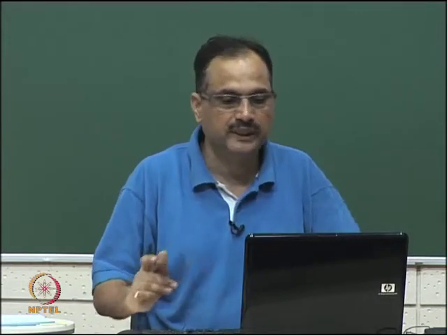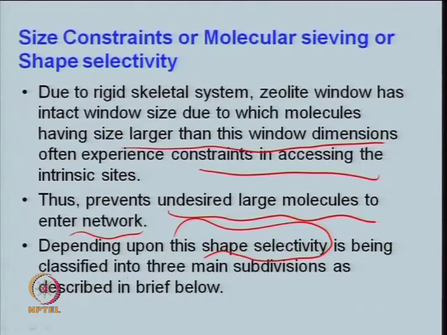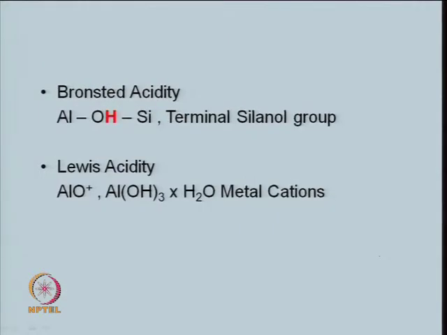So, this kind of sieving action, the molecular sieve, is very important in the case of shape selective zeolites, when you look at reactions where you do not want undesired reactions or undesired products. In that way the zeolites are shape selective. Product selectivity may be important, or sometimes it can sieve the undesired reactant raw materials, which can be selected as shape selective. Depending upon this shape selectivity, these are classified into three main subdivisions, that is what I already discussed.